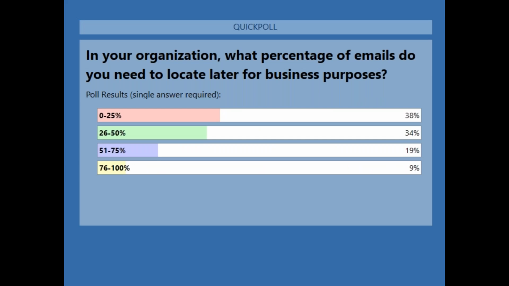Okay, let's see the results. Interesting to note, we see that about 38% say it's between 0 and 25%, which is pretty much what our study showed, again, being down in the 5% range, but we have a wide swath of numbers here. So about 38%. About a third say it's between 26 and 50%, and 28% say it's 50% or more.